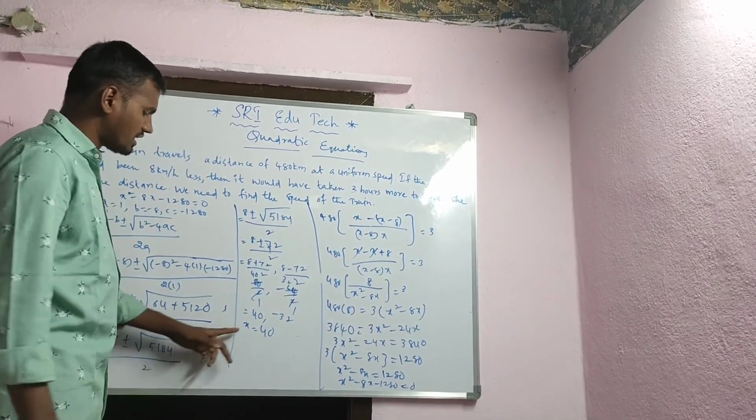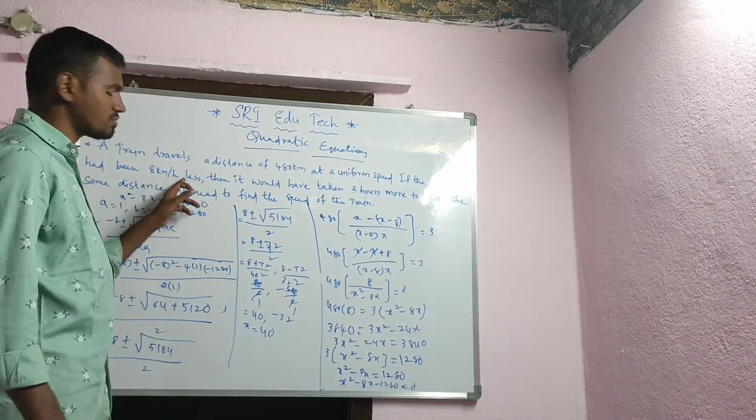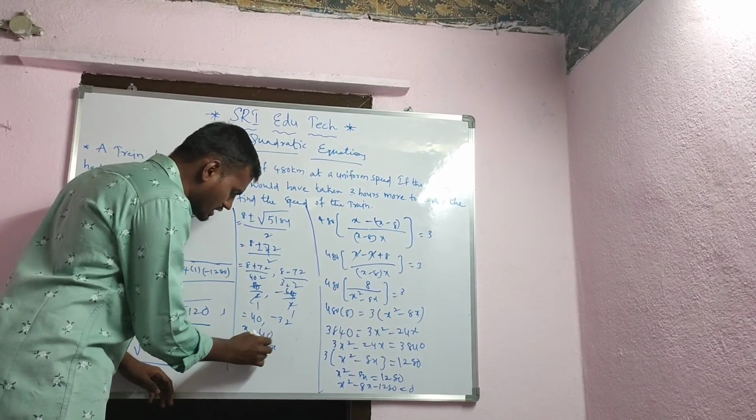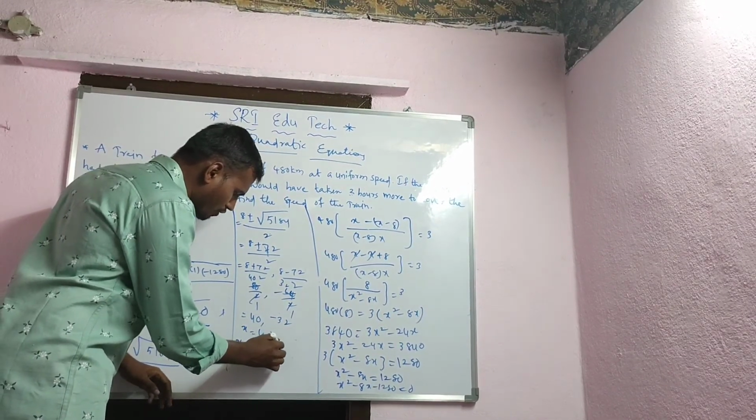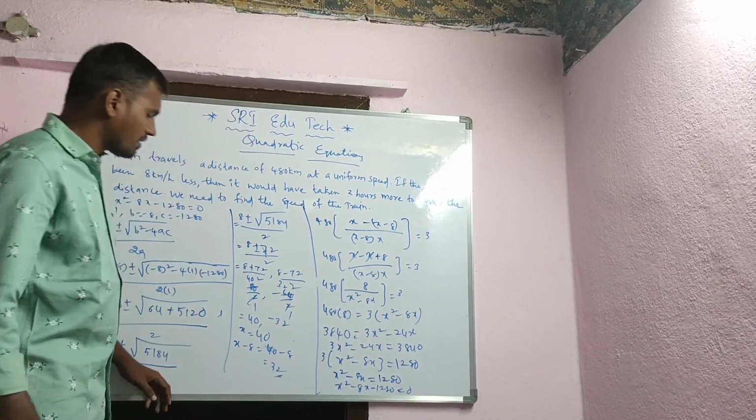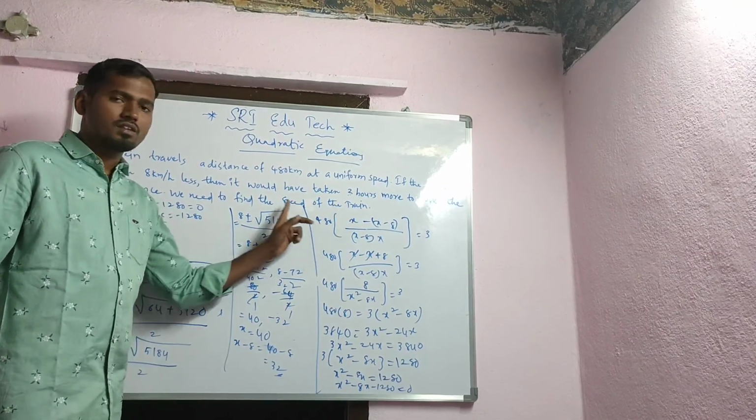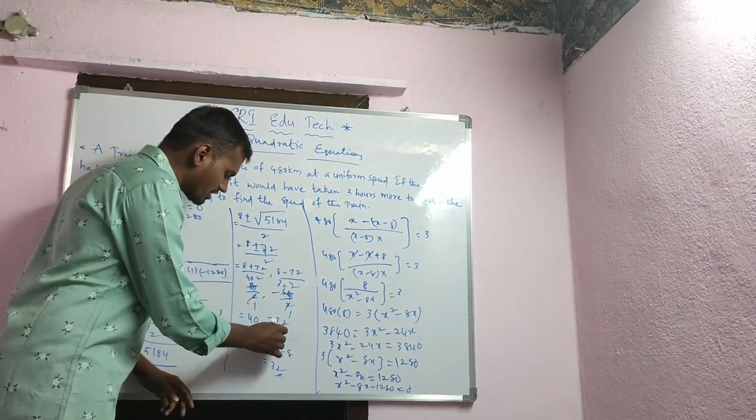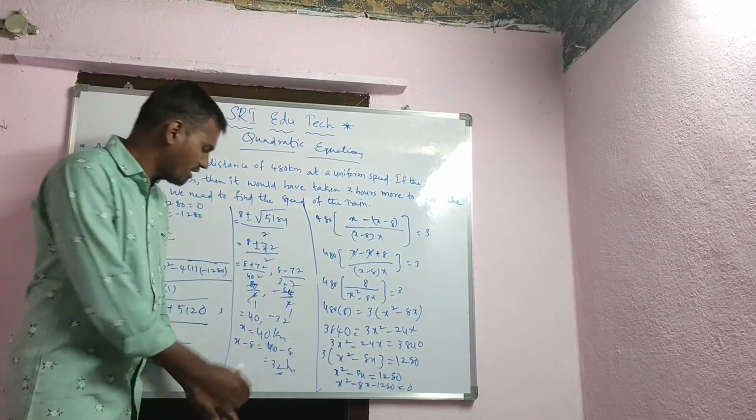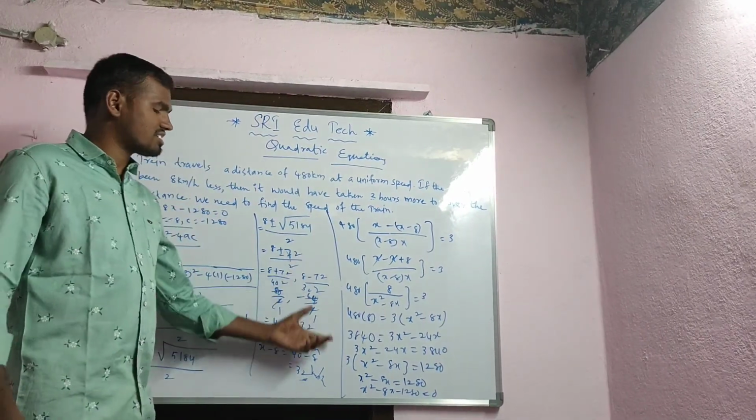So the time is 40, then the other time is less by 8 hours, so you write down x minus 8, where x means 40, and 40 minus 8 is equal to 32. So 40 comma 32 is the speed of the train, 40 km and 32 km per hour. So this is the answer.